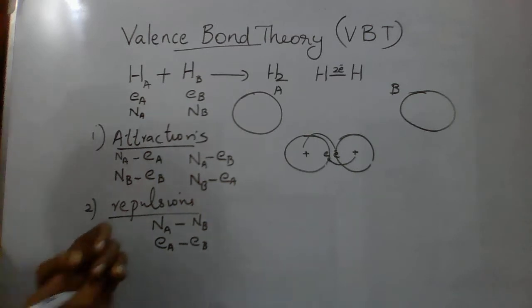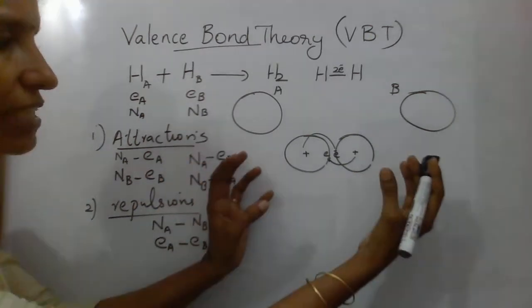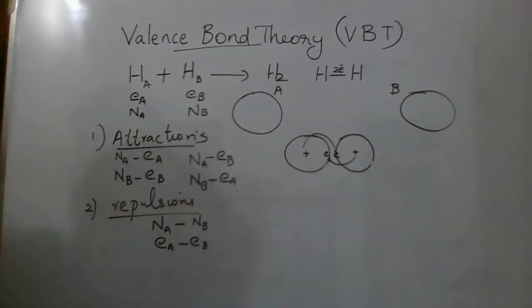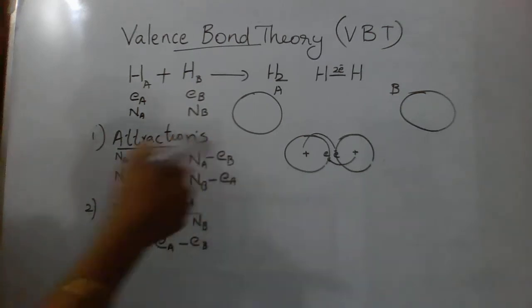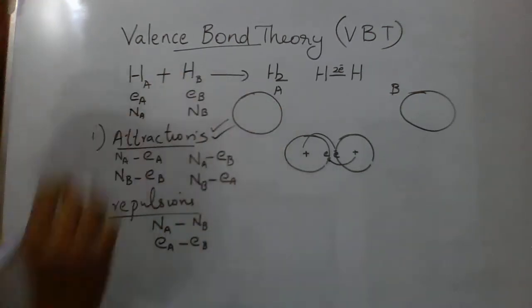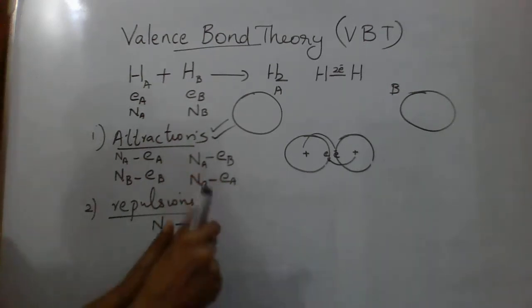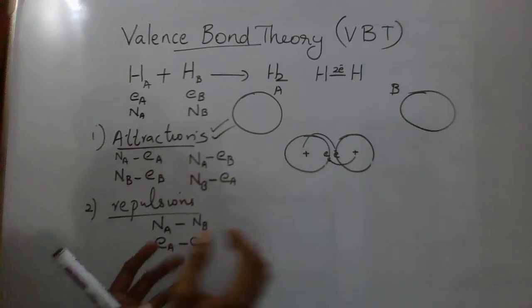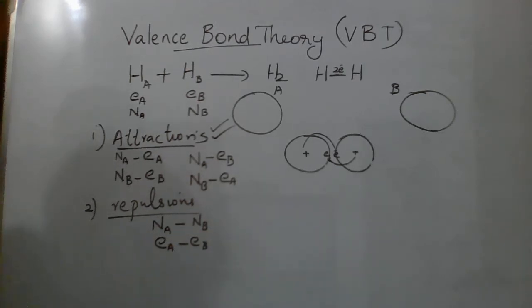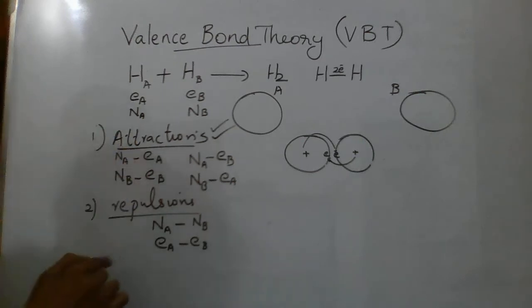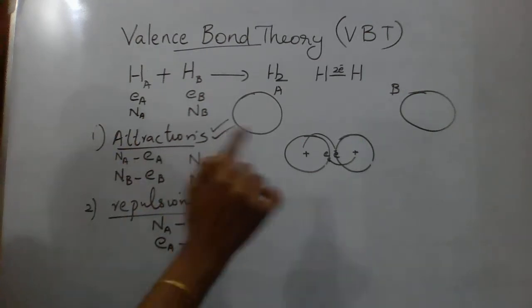So when two hydrogen atoms come closer, attractive interactions try to keep them together. Repulsive forces try to move them apart. Experimentally, it has been found that attractive interactions are greater than repulsive interactions. So what happens? Two hydrogen atoms will come closer and closer. When two hydrogen atoms come closer, the one s atomic orbitals of the two hydrogen atoms come closer and closer, and the energy decreases. Attraction becomes greater than repulsion. That means they are getting stability.